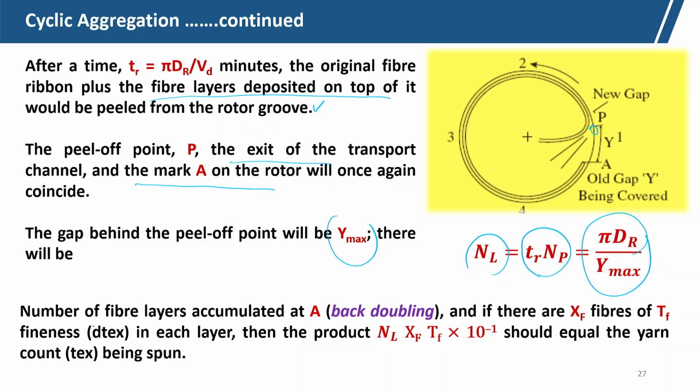This is the number of fiber layers accumulated at A. So, the number of fiber layers accumulated at A is known as the back doubling. We will calculate the back doubling, and if there are x f fibers of T f fineness in each layer, then the product N L x f T f should be equal to the yarn count. That is the yarn count.